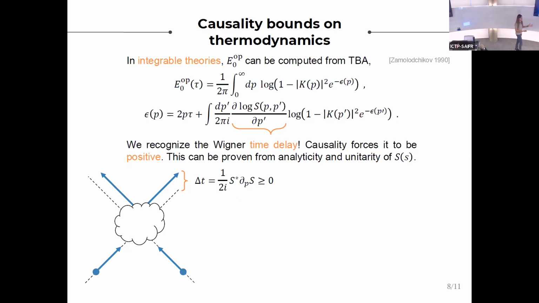I don't have time to walk you through the details. You can ask me later. But just from analyticity and unitarity of the S matrix, the time delay is positive. So end of the discussion. Now, the idea is that with the fact that this kernel is positive, we can go back to this TBA system and prove our bound.